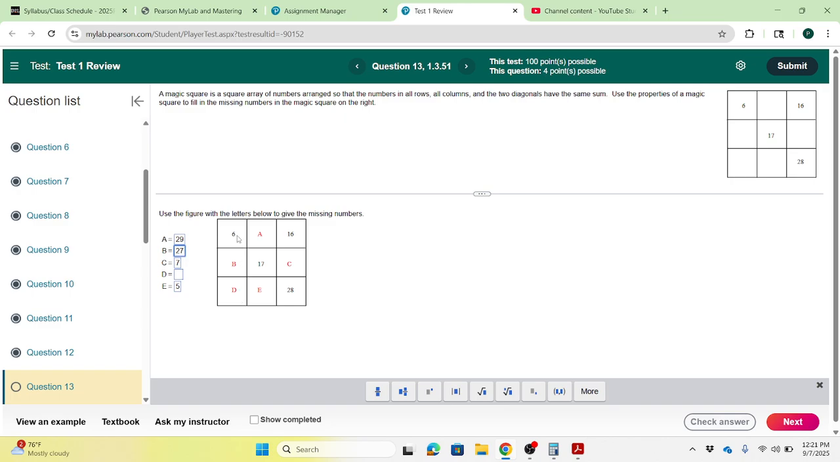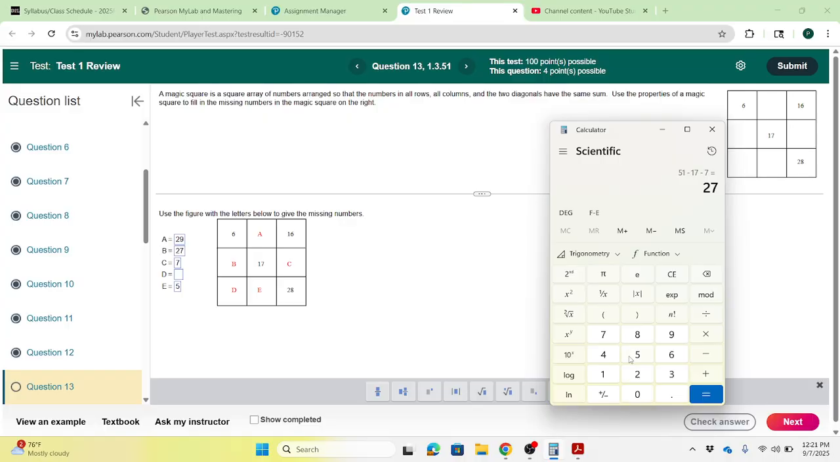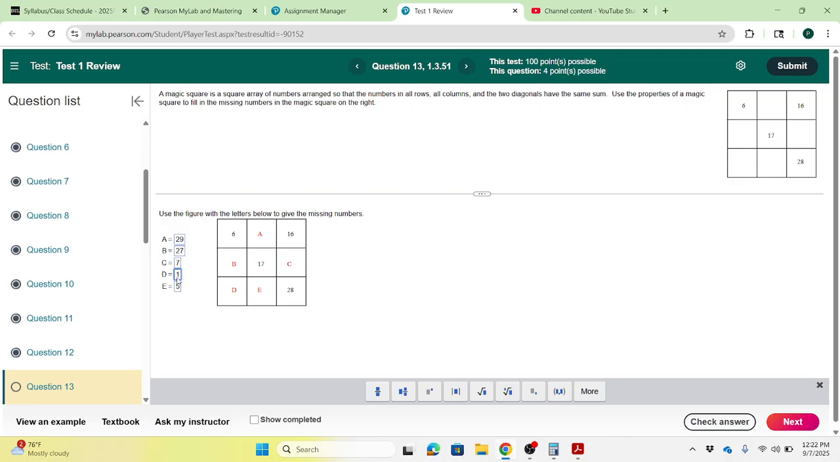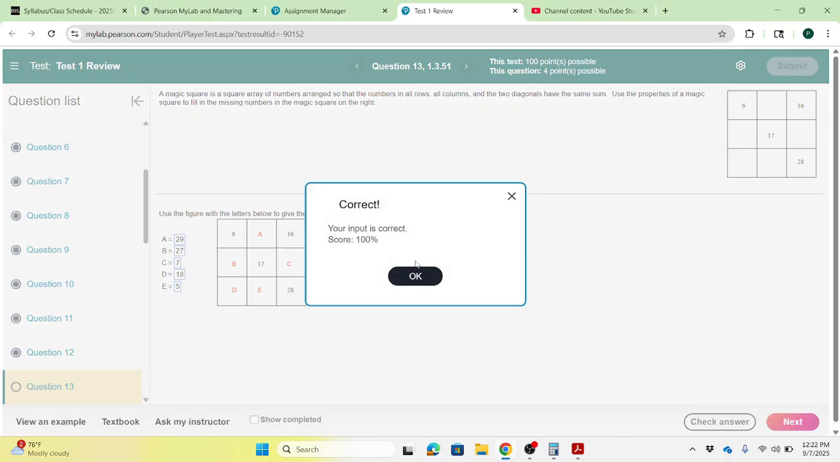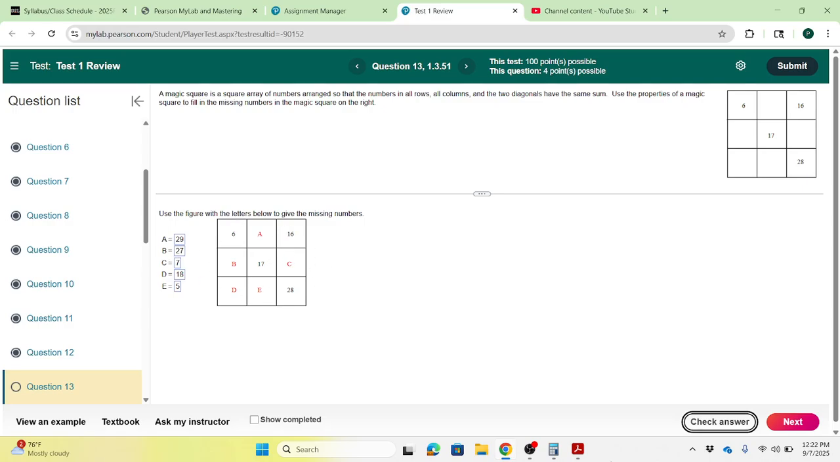Now we know B and 6. So again, to find the D, subtract B from 51, which is 27, and then subtract the 6. I'm doing the math on the first column. So 51 minus 6 minus 27 is 18. So these are the values we can find by just looking at the given values.